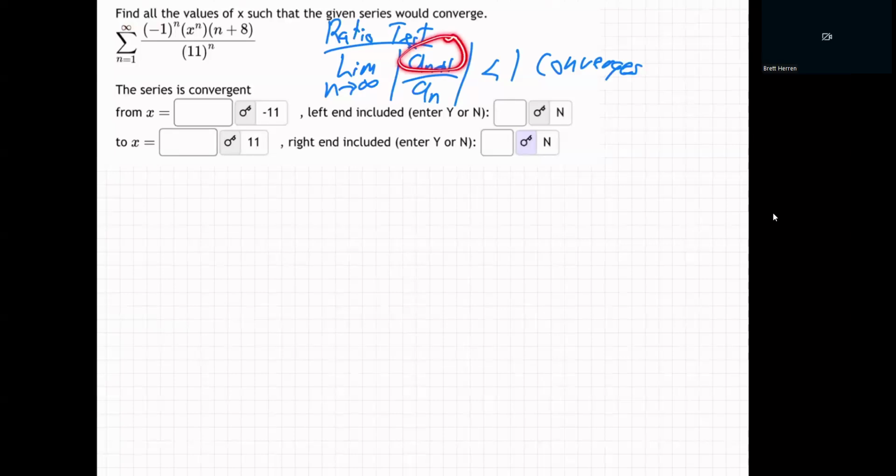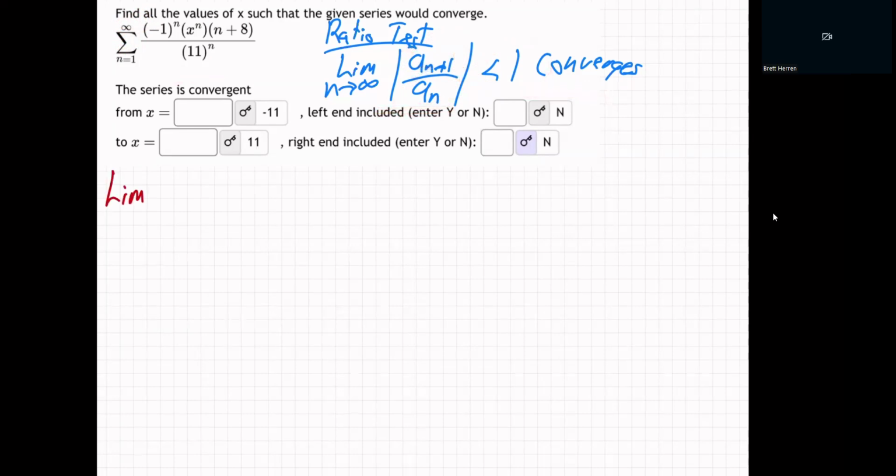Why? Because the next term over the previous term, the ratio is less than 1, meaning the next term is smaller than the previous term. So this fraction is less than 1, meaning the next term is always smaller than the last one, meaning the terms are getting smaller and smaller and smaller. So if you add them up to infinity forever, they'll still come to a finite sum because they're getting smaller and smaller. The series will converge. So wherever that happens, the series converges. So that's what we do.